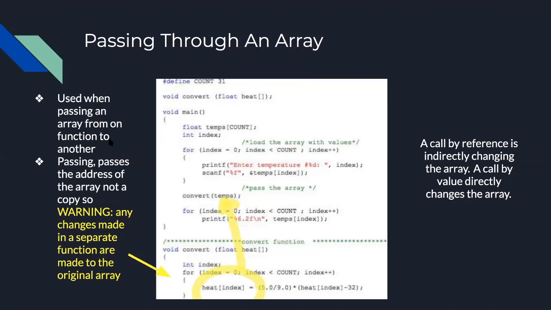However, if I was to do the same exact example, but increase the temperature by 1, and I did this in a separate function, so if I add 1 in the separate function and print out all the temperatures, all of them would be increased by 1, even though the changes were made in a different function. We'll talk more about functions and pointers next week.